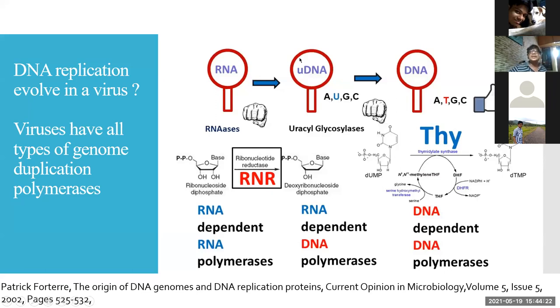Why do we term it as uDNA? Because uDNA means that it has uracil in the DNA. Even today, many organisms can have uracil instead of thymine. But maybe nature found that uDNA is also unstable. So it invented what is called thymidylate synthase, and now we have tDNA instead of uDNA. So in this way, probably through the evolution of uracil glycosylases, ribonucleotide reductase and thymidylate synthase, we could create this DNA world.